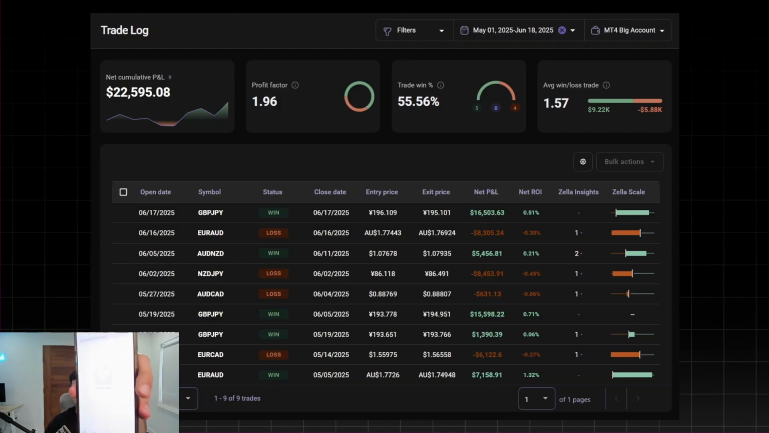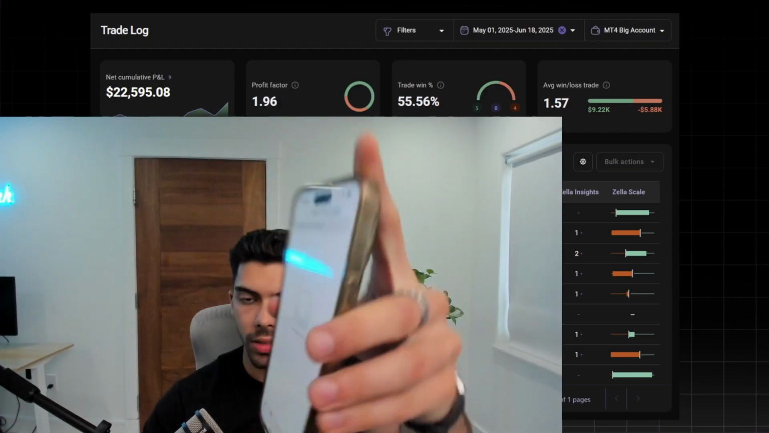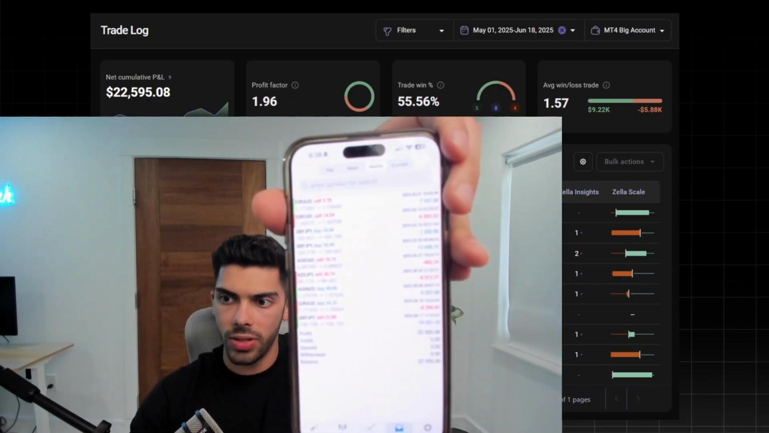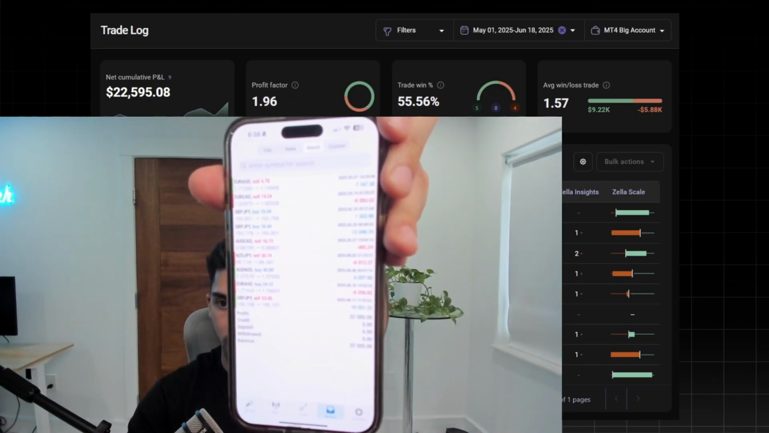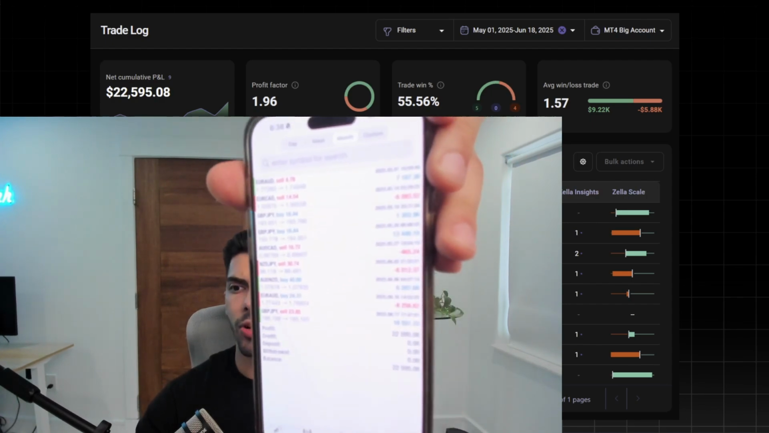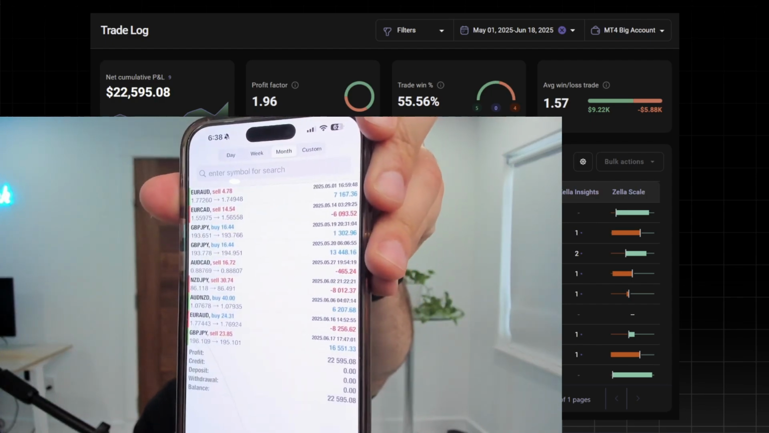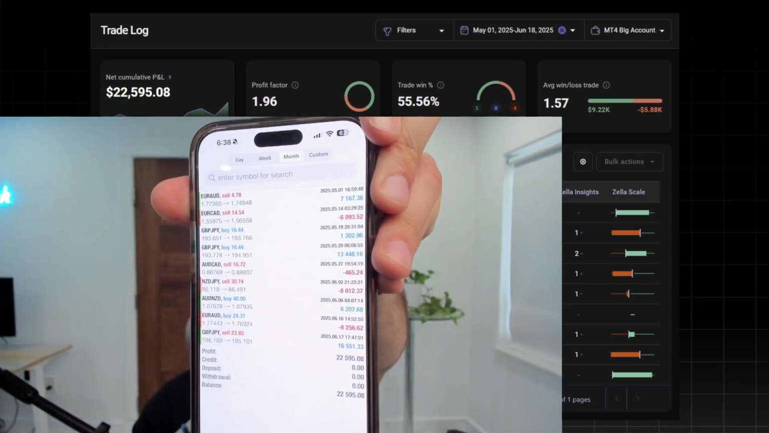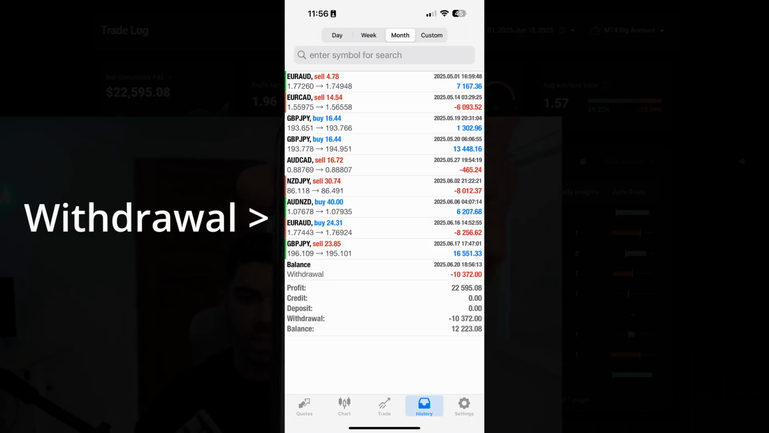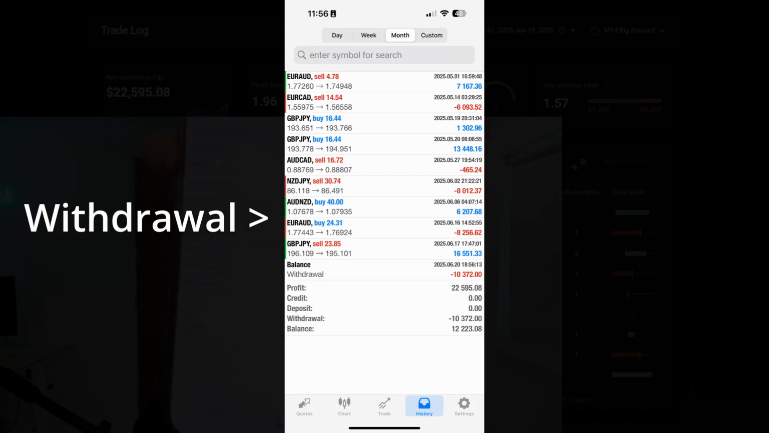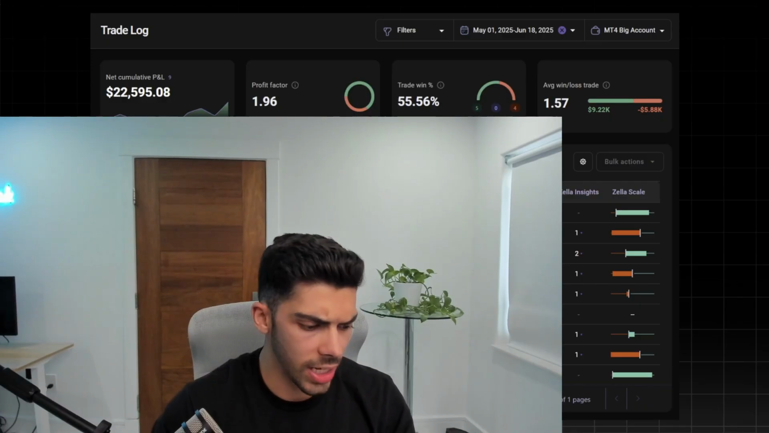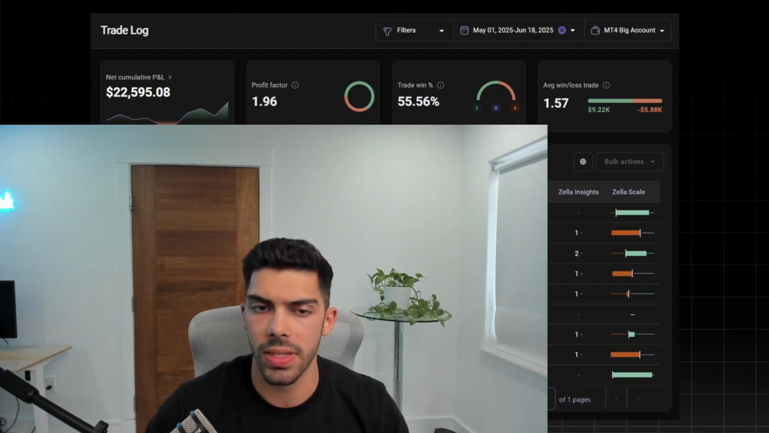So I have the results right here on my MetaTrader. Let me put the month, as you see right there. Every single trade there aligns perfectly with the trades you see on the screen. I'm also going to do a withdrawal right after this so you guys can see that, first of all, this is real live capital, and second of all, how much you can withdraw after being up about 22K. So 22,595, same amount as we see here.